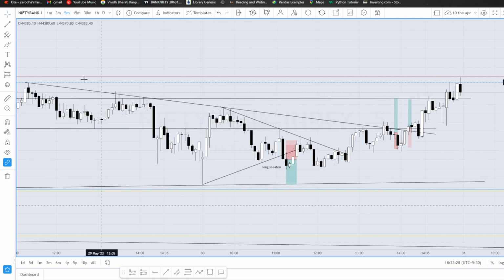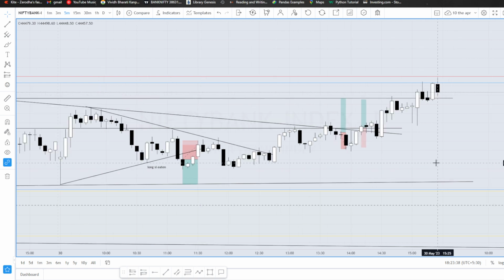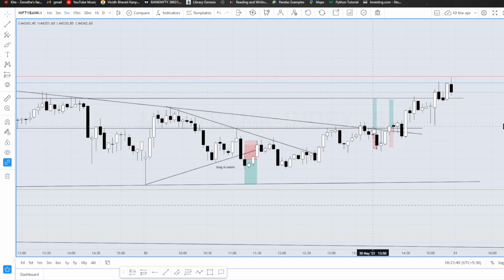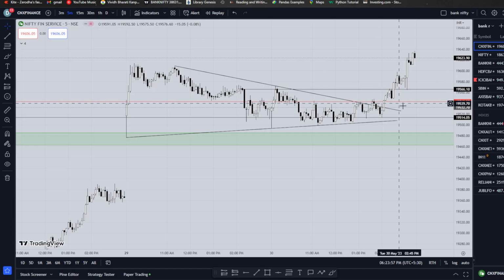Keep in mind, this area is not very good to trade. It's still stuck inside the previous day's range. Then in the last bit I increased the quantity. I took 50 quantity, and I also took around 160 quantity in this trade as well.